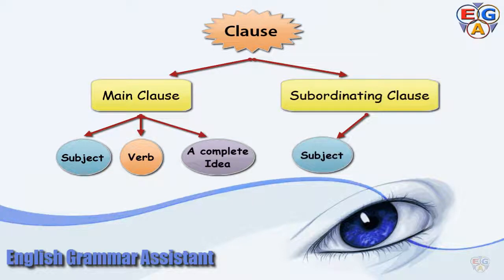The subordinate clause, like the main clause, mainly consists of subject and verb, and can be formed according to one of the configurations we described in the last video. However, it doesn't express a complete idea, and can't stand alone as a complete sentence. Therefore, it must be connected to a main clause in the sentence.